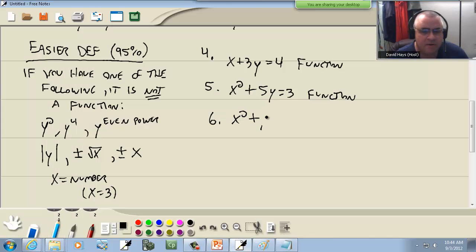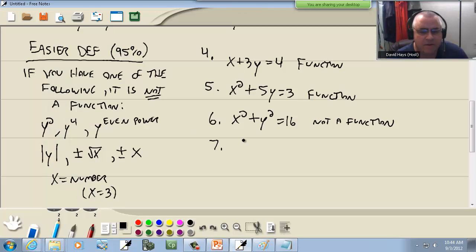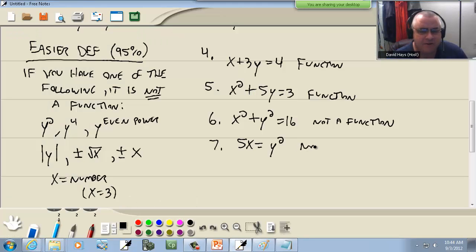We have x squared plus y squared equals 16. This is not a function. We said we can't have y to an even power. We have a y squared, don't we? So that's not a function. Then 5x is equal to y squared. Again, not a function. We cannot have y to an even power.